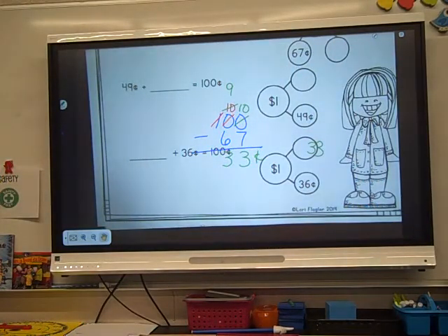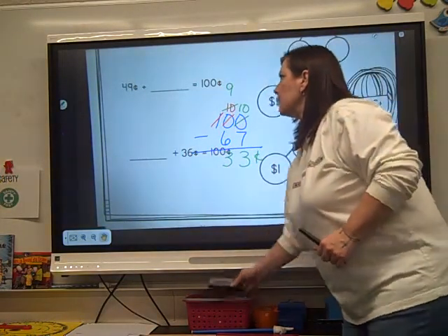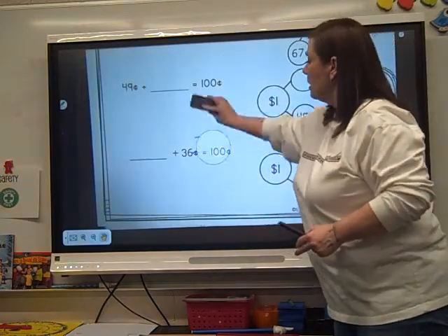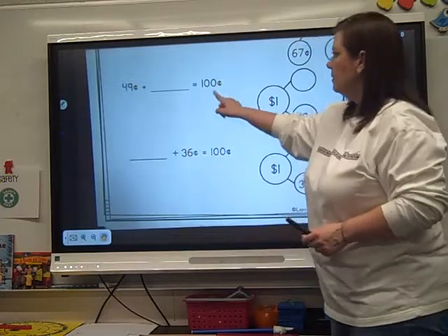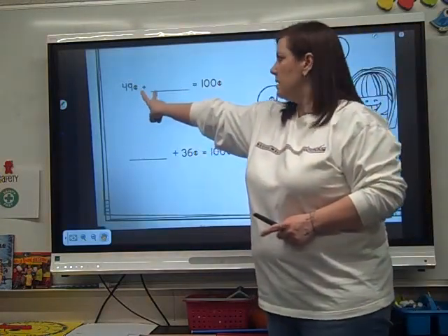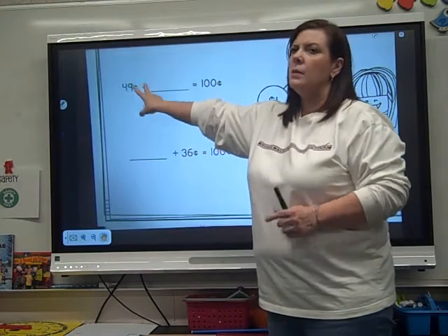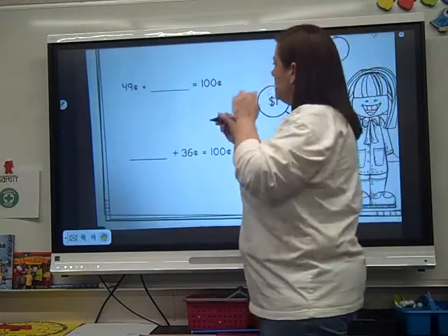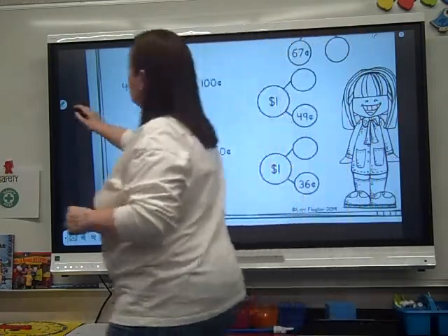Alright, let's look at that next one. We've got 49 cents plus what equals $1, or 100 cents is $1. Alright, if you use your two-finger strategy, do I have a number on both sides of that plus sign? Nope. What's the opposite of plus? Minus. Alright, so let's do it.